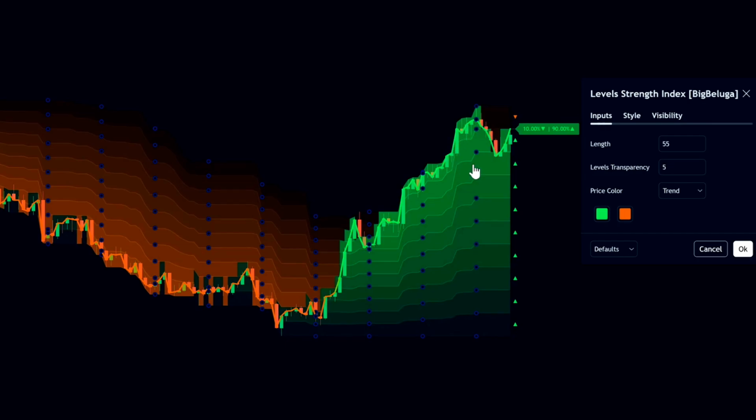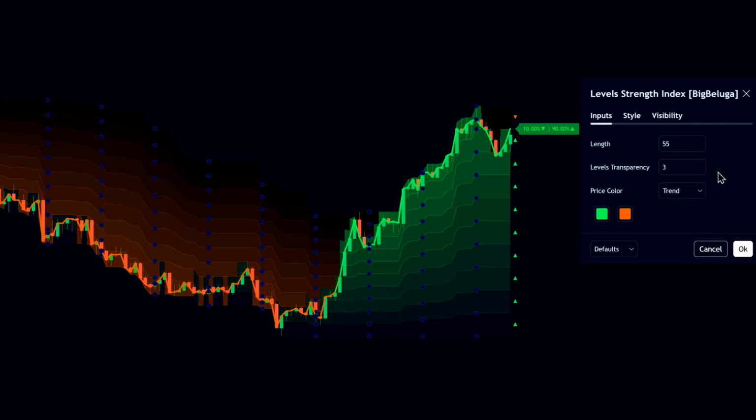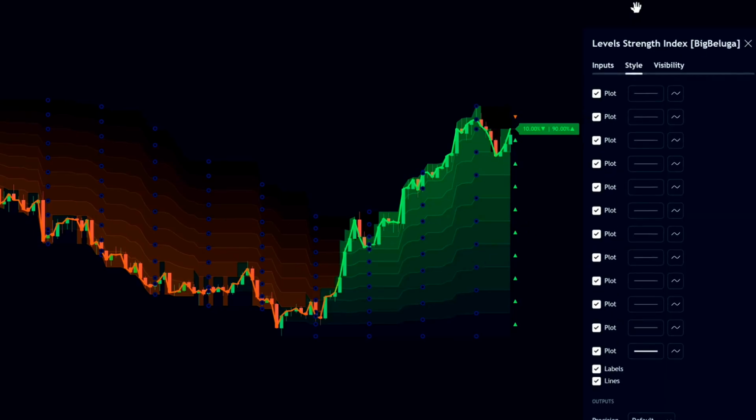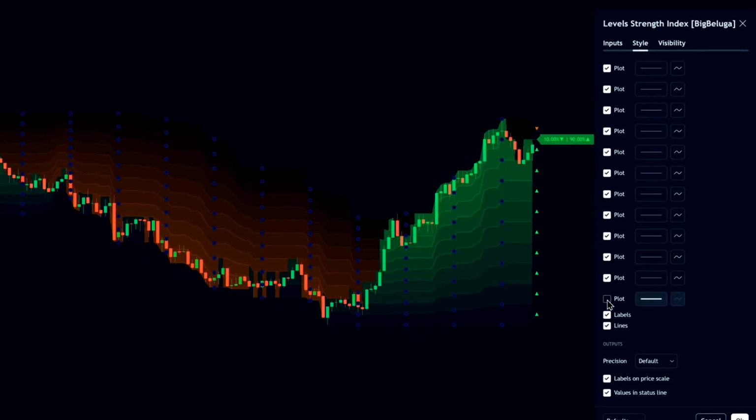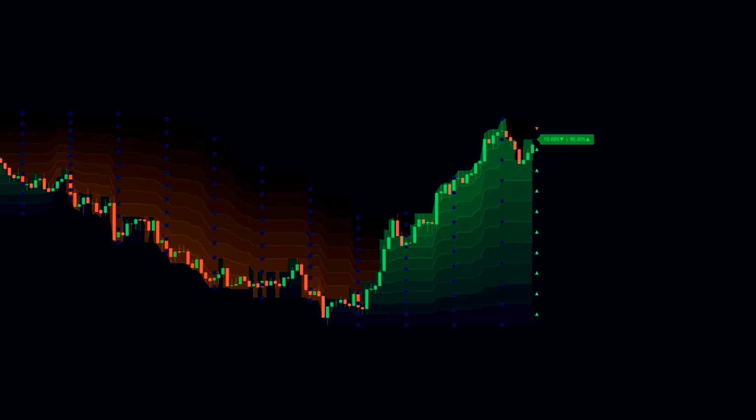In the settings, you'll also see the trend mode option. I'm also going to lower the levels transparency to 3 to reduce the brightness of the levels or trend ribbon. Under the Style tab, you'll find several visual options that you can toggle on or off. For now, I'll turn off all the plot options and click OK. So we can move on to how to actually use this indicator for trading.